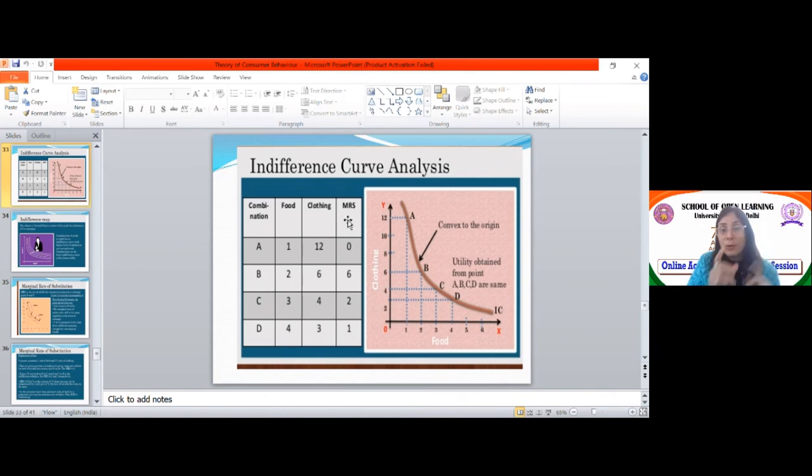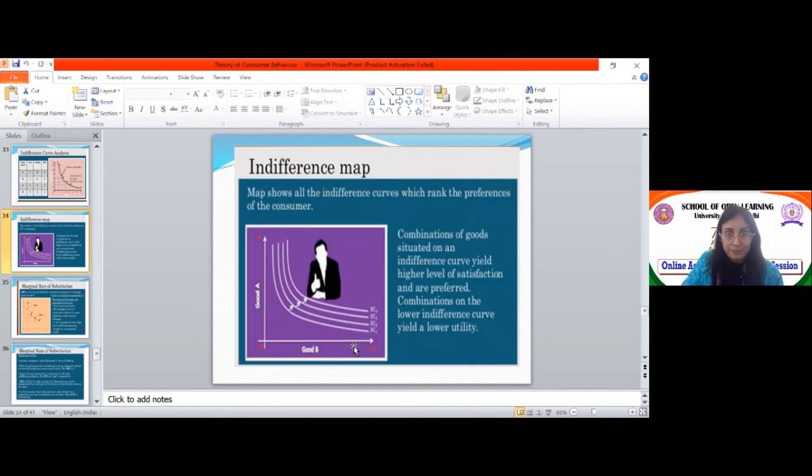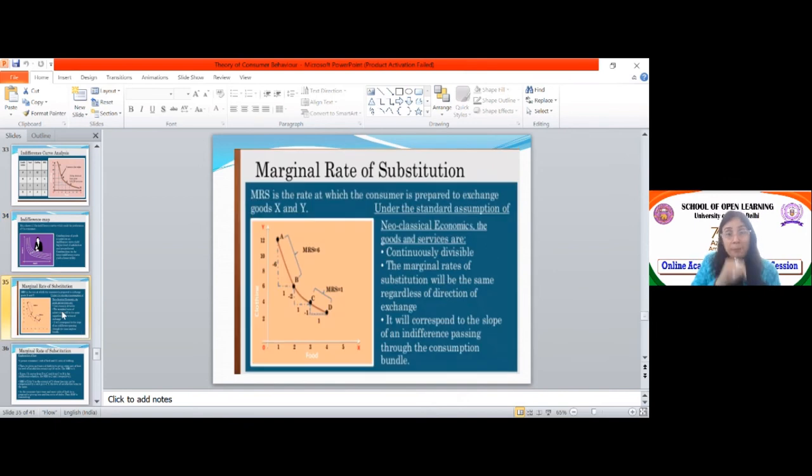So this is the MRS we count from here, the marginal rate of substitution: to get one more unit of food, you have to give up units of clothing. You can see over here that the MRS is diminishing. First you are giving up 6 units of clothing, then 2 units, then 1 unit. So your marginal rate of substitution is diminishing, meaning you don't want to give up much more clothing for the food. So these are the indifference curves. Combinations of goods situated on a higher indifference curve yield a higher level of satisfaction and are preferred to combinations on a lower one. This is the lower satisfaction, this is the maximum satisfaction.